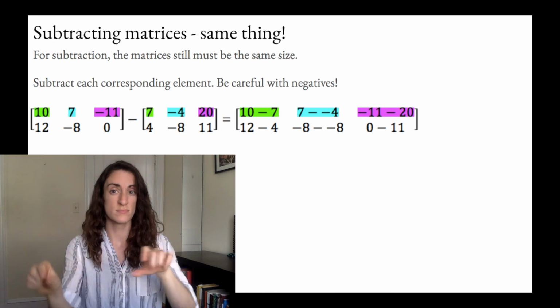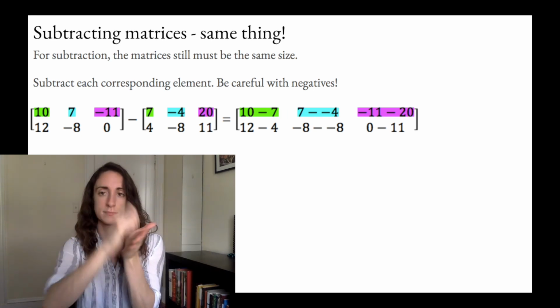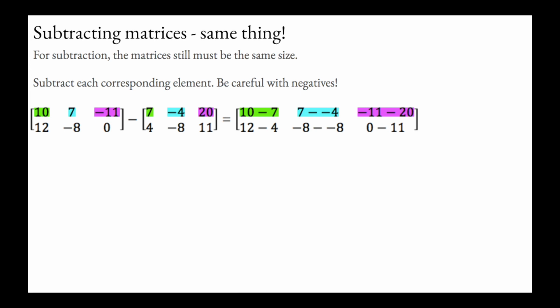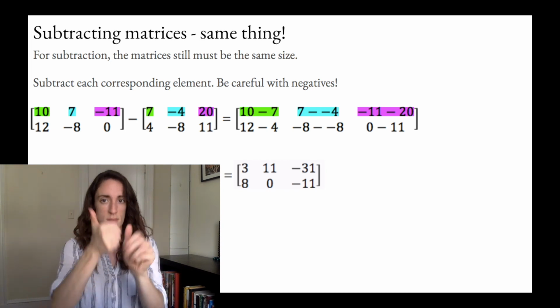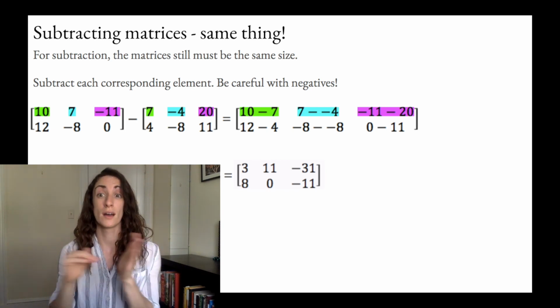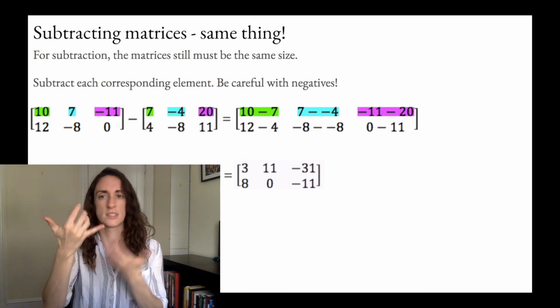And then for the bottom row, we'll just do the same thing. We'll pair up those corresponding elements and subtract them. And then, of course, the last step will be to actually subtract those pairs of numbers. And once again, you can see that the answer we come up with is the same size as the two matrices that we subtracted.